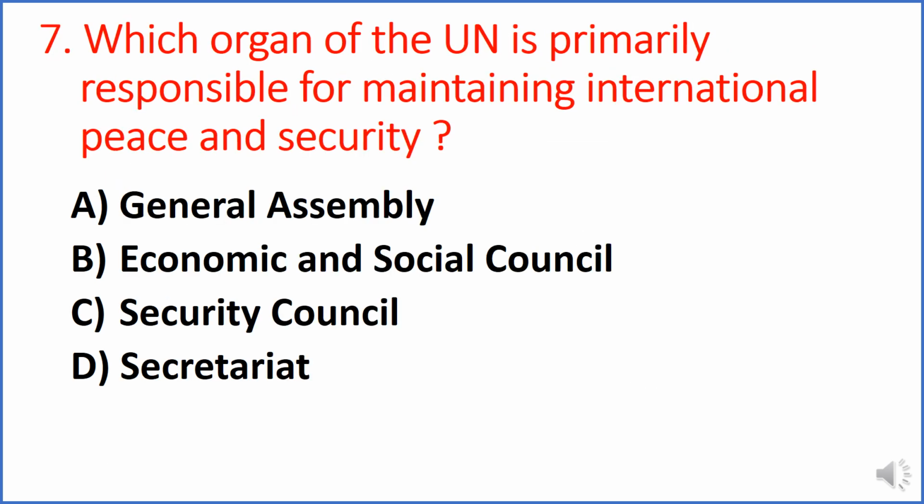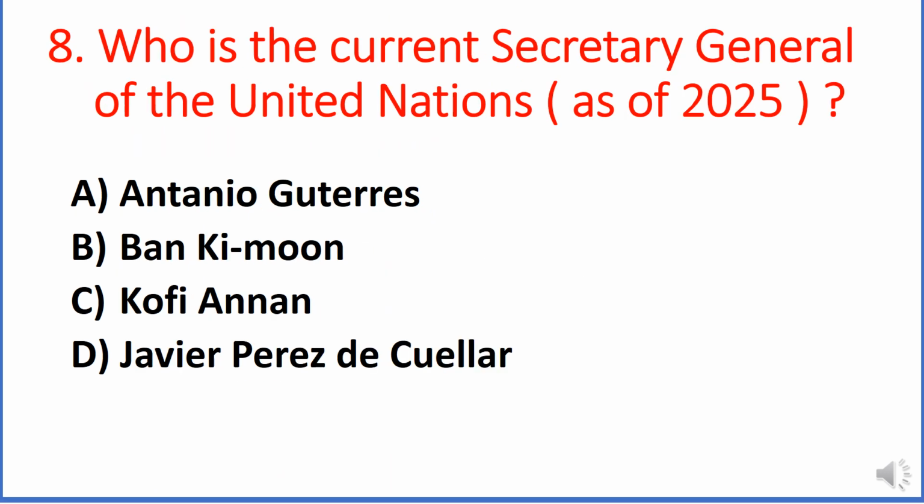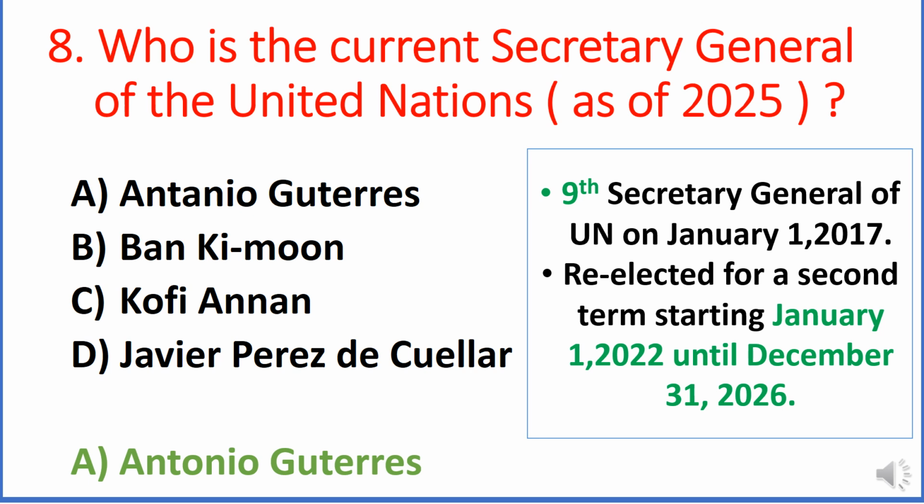Which organ of the UN is primarily responsible for maintaining international peace and security? Correct answer is Security Council. Who is the current Secretary General of the United Nations as of 2025? Correct answer is Antonio Guterres. He is the ninth Secretary General of the UN, from January 1st, 2017, and was re-elected for a second term starting January 1st, 2022 until December 31st, 2026.